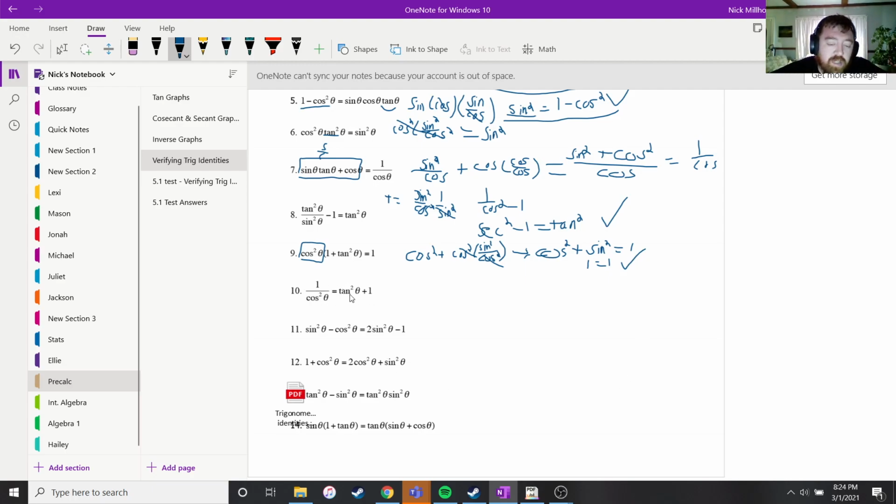1 over cosine squared equals tan squared plus 1. This is easy. We're just back with 1 over cosine squared is equal to the secant squared. So we have secant squared is equal to tan squared plus 1.